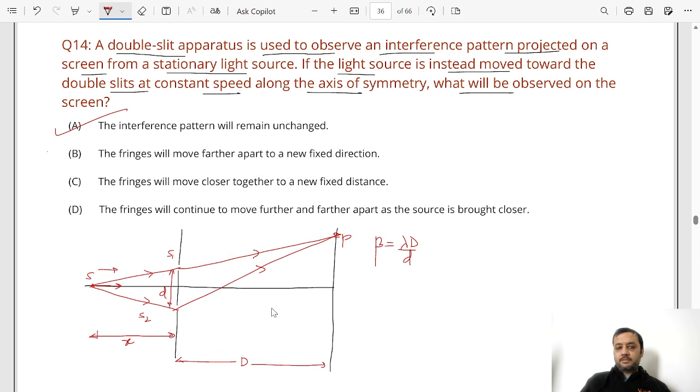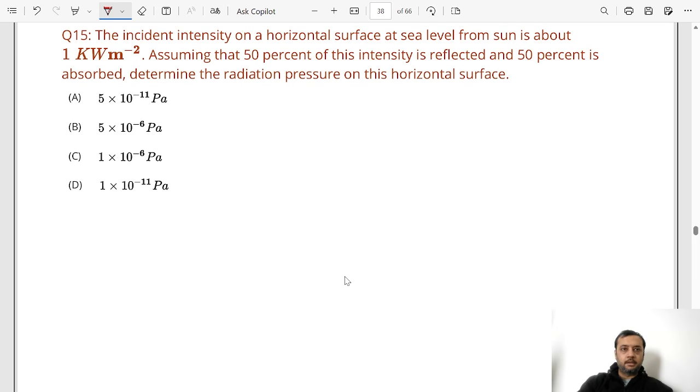But if you want to ask me what exactly will change, the intensity will become stronger because the light source has become closer. So the intensity at the slits will increase. Each slit will be getting more photons. That is why the intensity of the maxima will increase, while the minima will remain zero. As far as the fringes are concerned, it will not change.